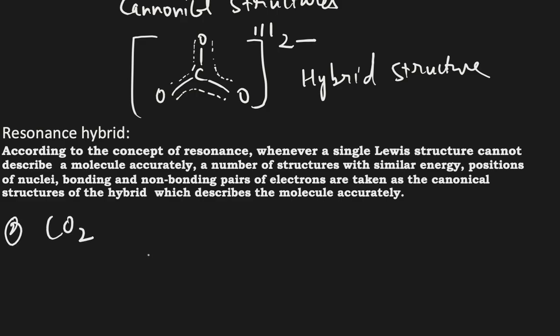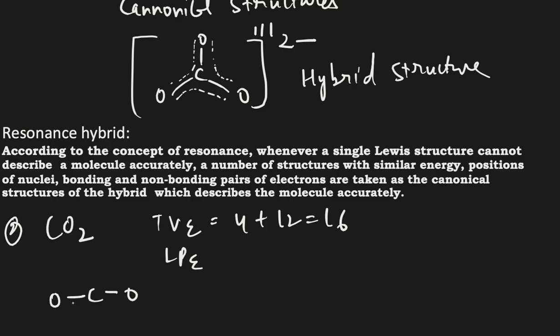Okay, so again we can calculate the total valence electrons. In case of carbon dioxide, it is 4 plus 12, 16. How do we represent the carbon dioxide molecule with lone pairs of electrons? First we will join it with single bonds. So a total of 2 single bonds are there. So the lone pair electrons would be 16 minus 4, that is 12. So we have to arrange 12 electrons around these oxygen atoms, right?